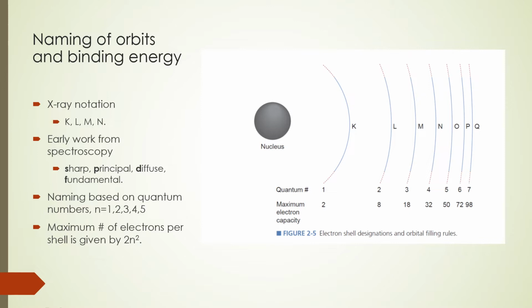The maximum number of electrons per shell is given by the formula 2n squared. So the K shell, with n equals 1, has a maximum of 2 electrons. In the L shell, with n equals 2, there are 8 electrons, and the figure shows the shells with the maximum number of electrons in each shell.